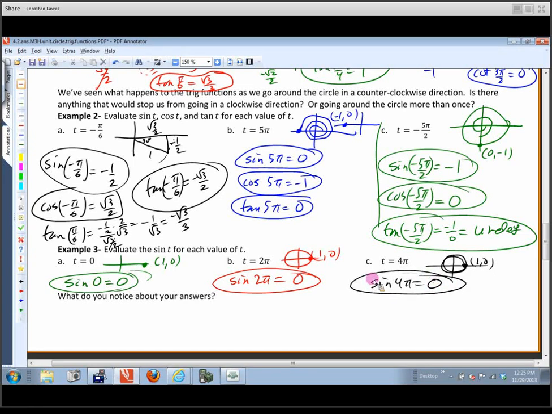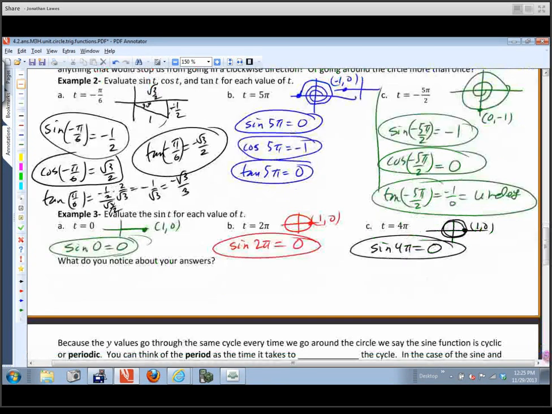So the question here is, do you notice anything about each one of the answers? Well, that's pretty simple. They're all the same. But the question is, why are they the same? Why is the sine of 0, 0? Why is the sine of 2 pi 0? And why is the sine of 4 pi 0?